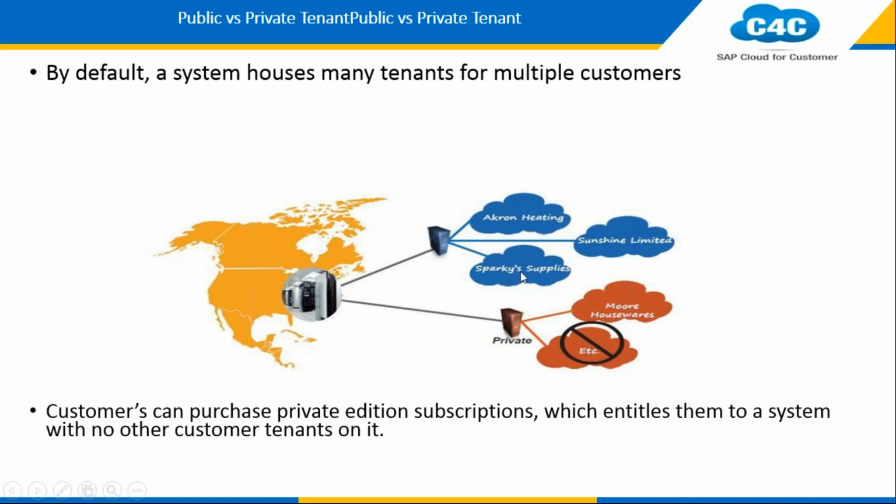You can see here, this icon represents a data center. And the CPU icon you can see here represents a system. And you can see another icon, the cloud icon, Econ Heating, Sunshine Limited, Sparky Supply. These are nothing but tenants. So this is how the bifurcation happens. A data center is divided into a number of systems, and each system has a number of tenants. So whenever an upgrade happens at the system level, automatically all the tenants within the system get upgraded.